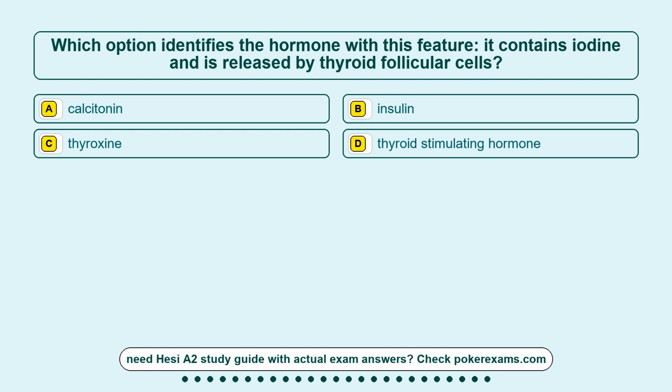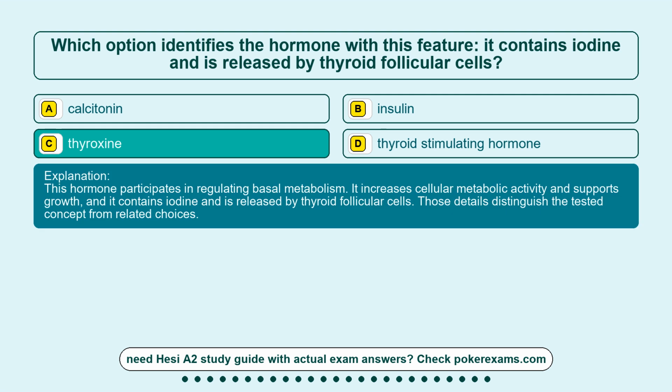Question 1. Which option identifies the hormone with this feature? It contains iodine and is released by thyroid follicular cells. Option A, calcitonin. Option B, insulin. Option C, thyroxine. Option D, thyroid stimulating hormone. The correct answer is option C, thyroxine.